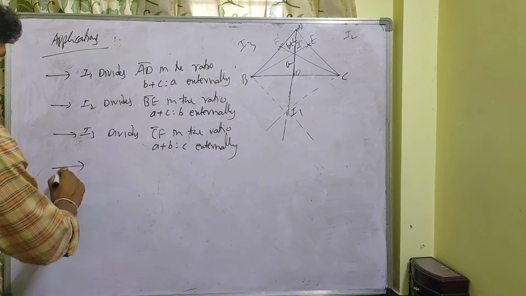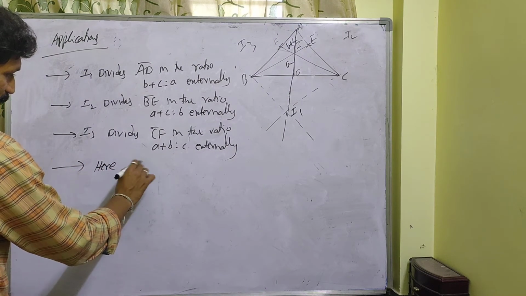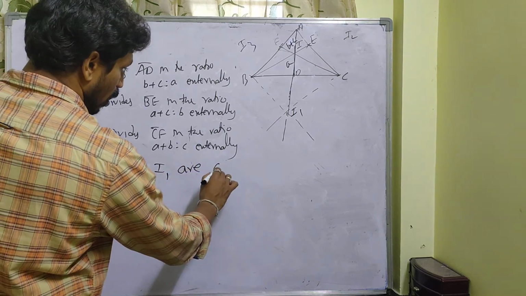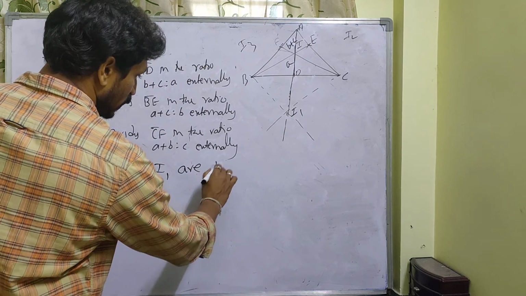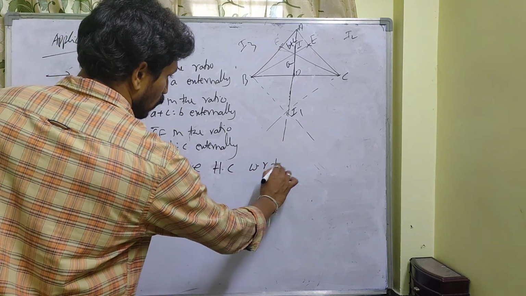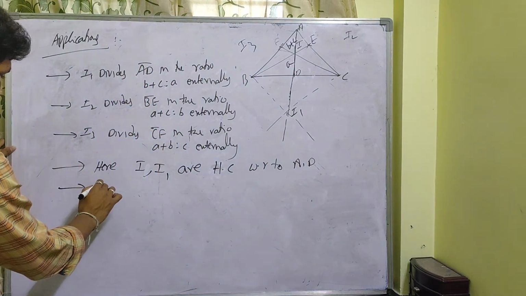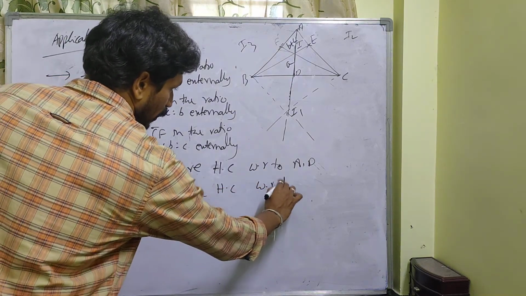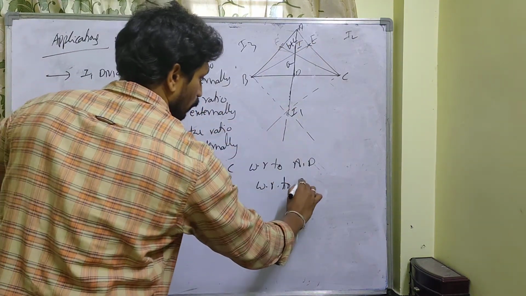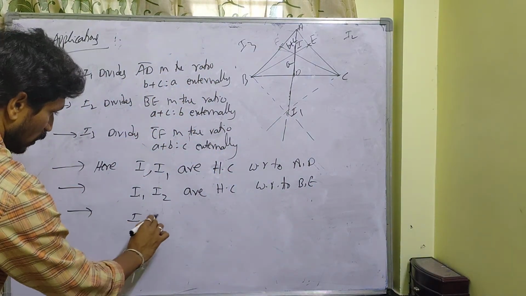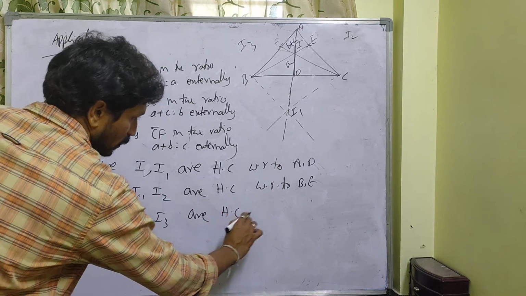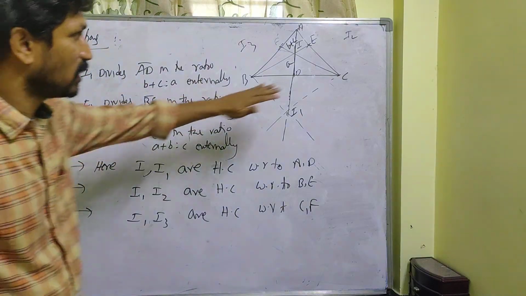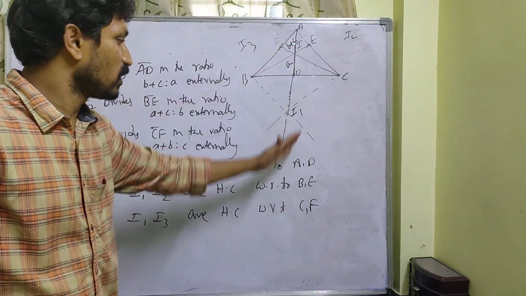Okay. So I and I1 are harmonic conjugates, I am writing HC, with respect to A, D. Similarly, I, I2 are harmonic conjugates with respect to B, E. Next, I, I3 are harmonic conjugates with respect to C, F. This is the diagram and these are the vertices. Based on these vertices, I have written here.